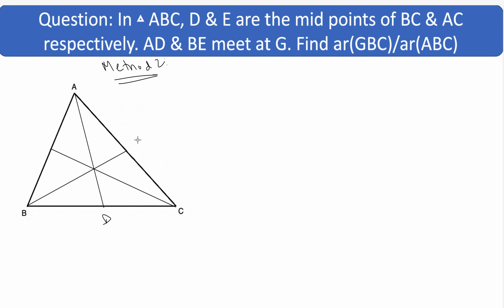So these are points D, E, F. Okay. Again, area of triangle GBC by ABC, same question we are doing. What we'll do this time is we'll draw the altitude. We'll draw an altitude here, and then I'll shift it there. This is the altitude of triangle ABC. This is perpendicular. Let's name this point, let's say P. Okay. AP is perpendicular to BC.